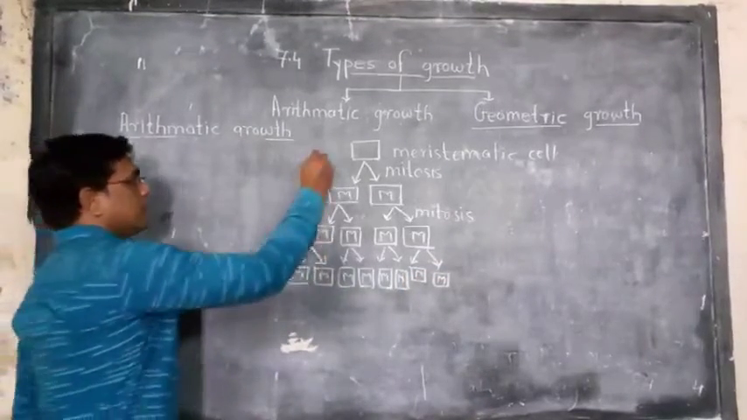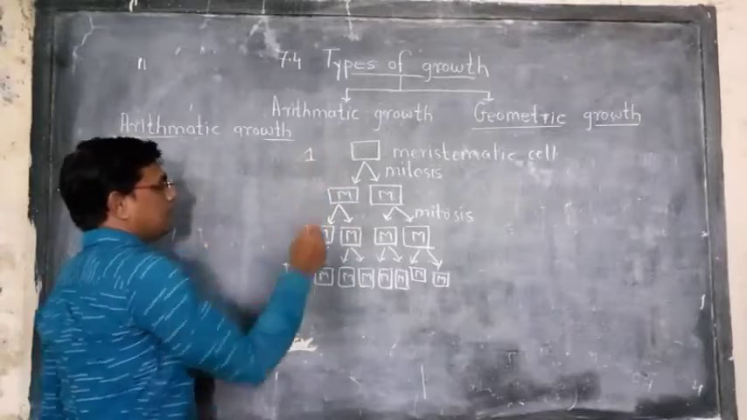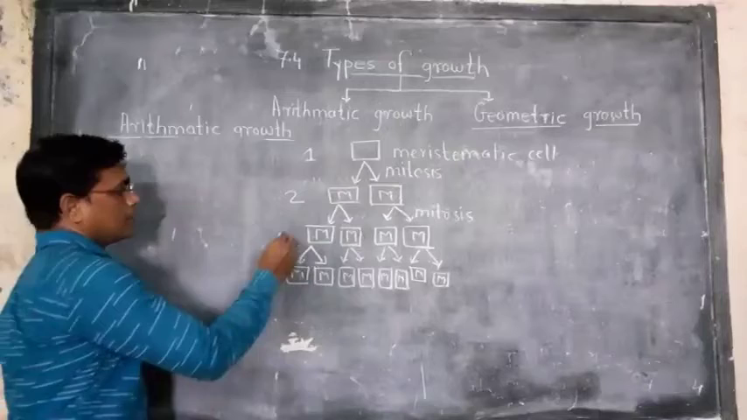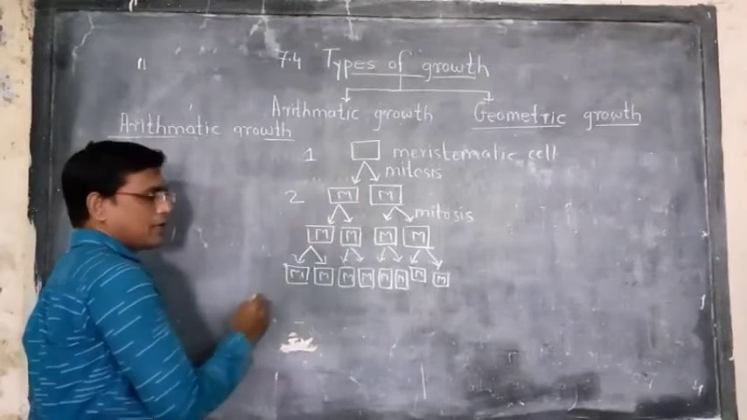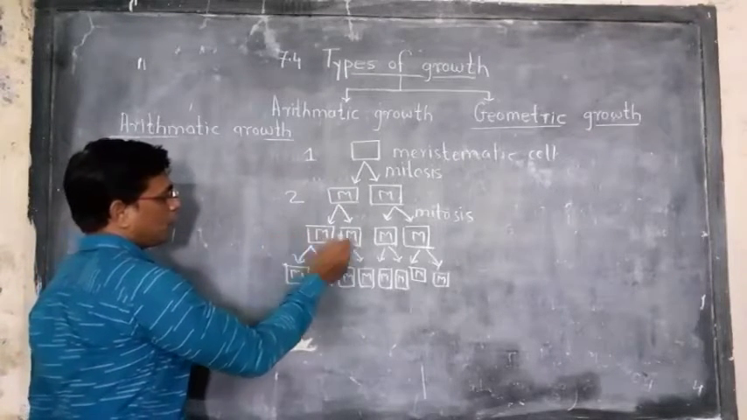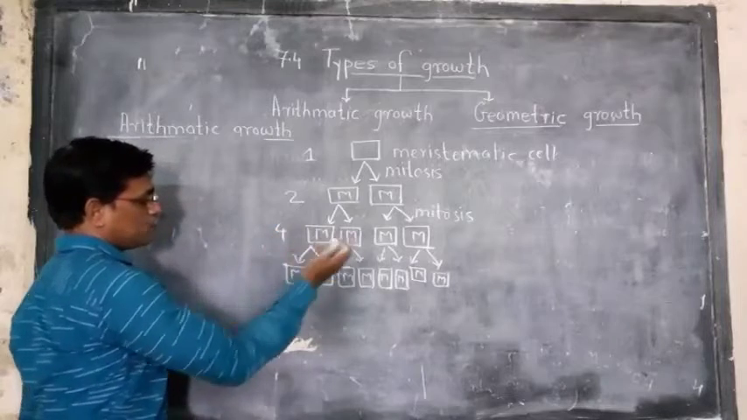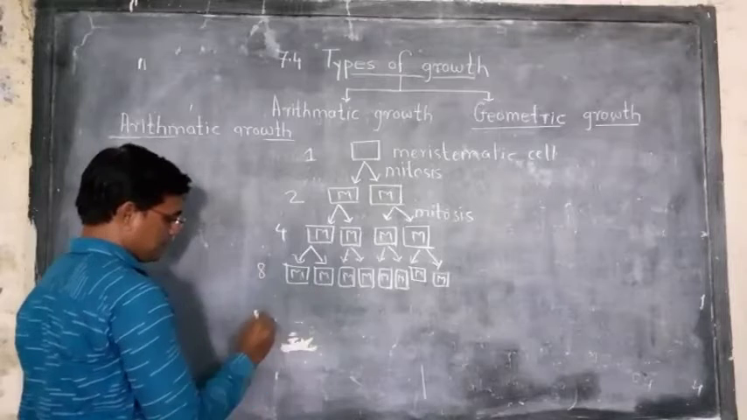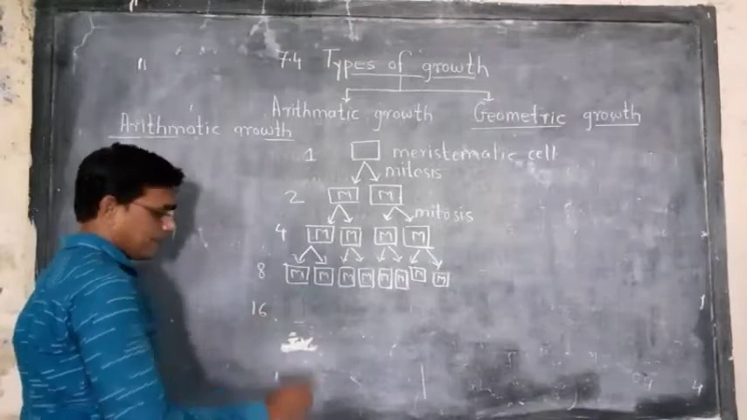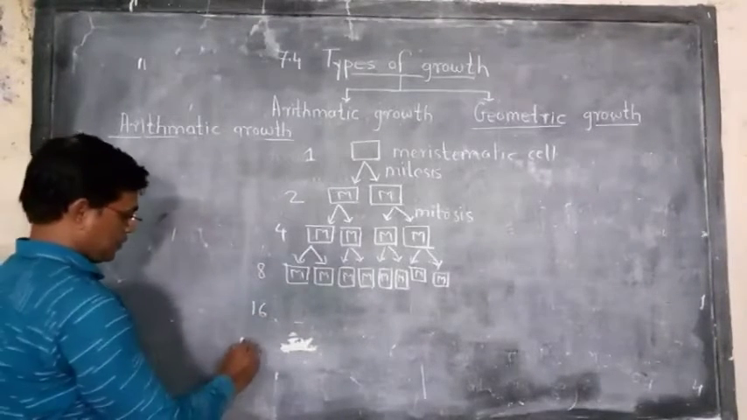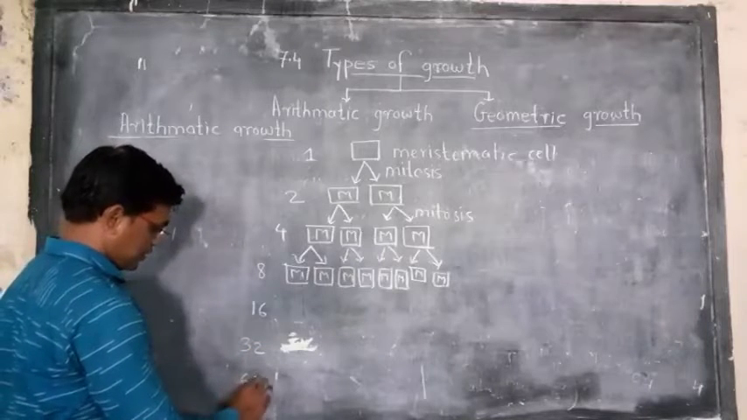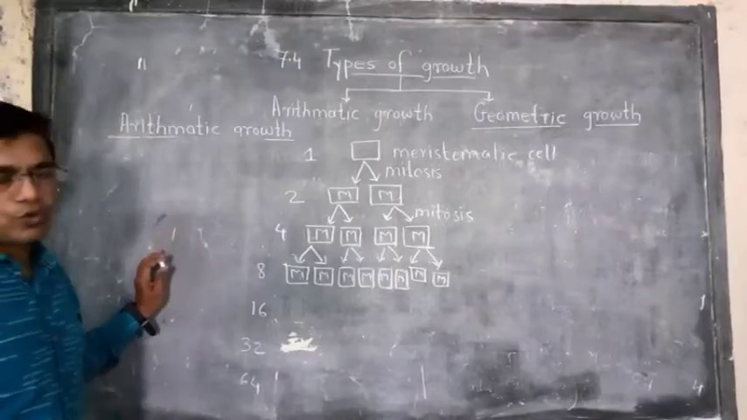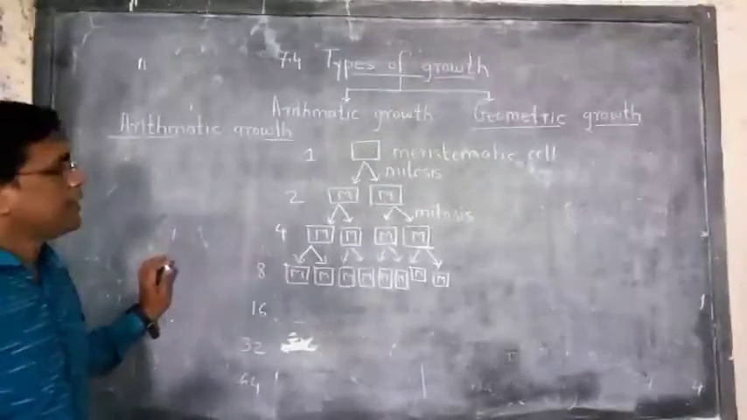Here we consider the first case. The cell number is 1. After a division it is 2, then these two divide into how many cells? 4, and these 4 divide into 8 cells. After this, what will happen? There will be 16, 32, 64. In this way, geometric growth takes place.